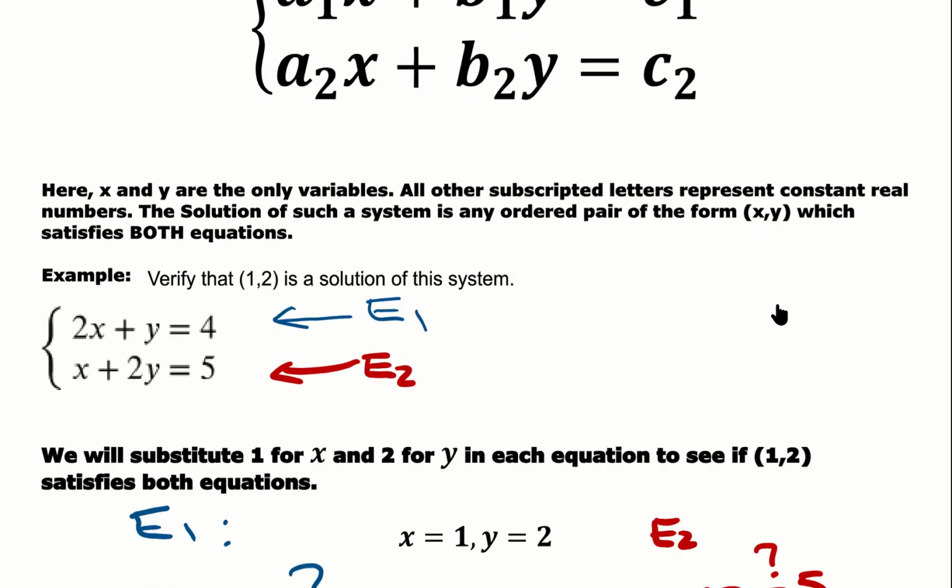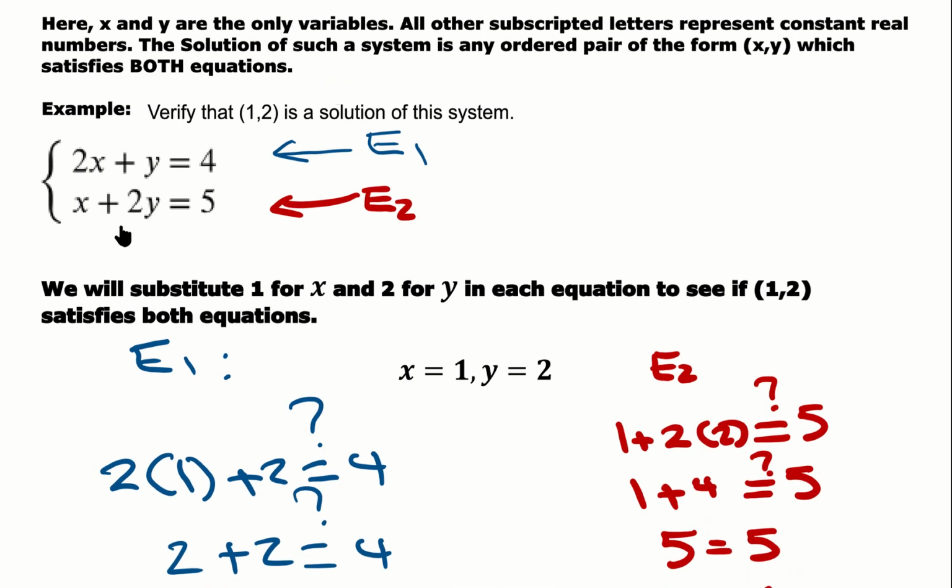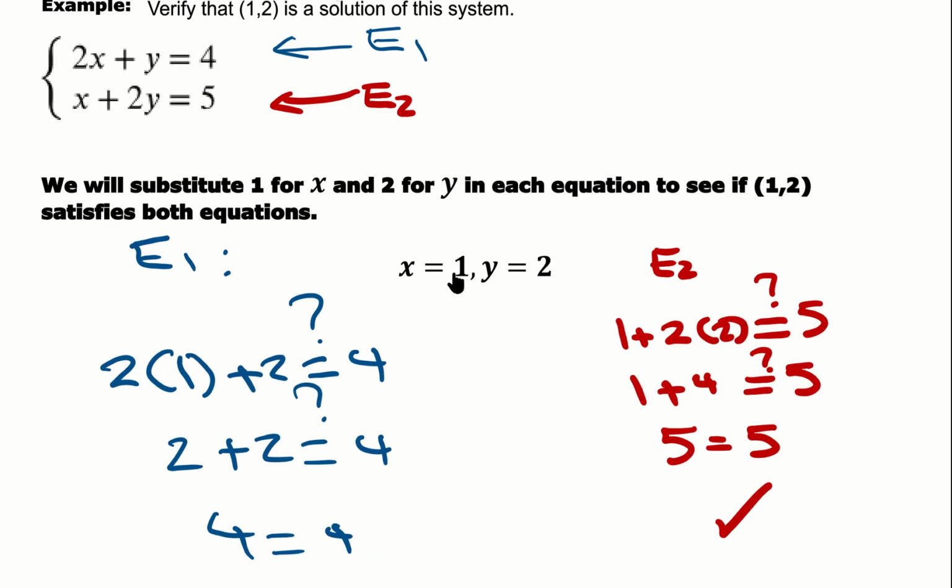So let's look at an actual example with numbers. Here's one. The system composed of 2x plus y equals 4 and x plus 2y equals 5. So if we call the first one equation 1 or E1 and the second one equation 2 or E2, in order to verify that (1, 2) is a solution, we're going to have to substitute 1 for x and 2 for y in both of these equations and see if they become true.